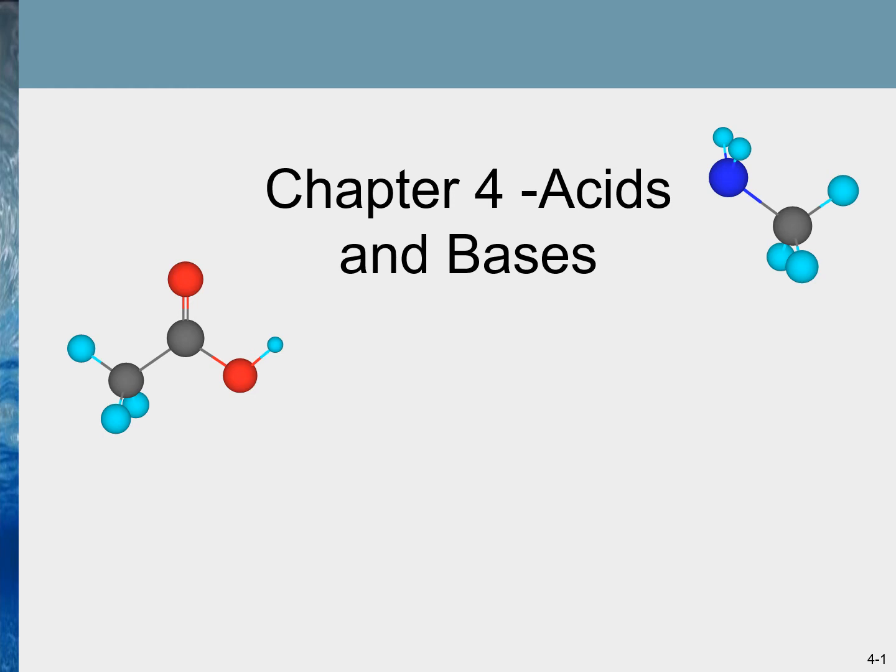Today we will begin chapter number 4. In this chapter we will learn about acids and bases. This chapter is divided into 5 sections. In section number 1 we will learn about definitions of acids and bases and we will discuss the Arrhenius definition as well as the Bronsted and Lowry definition.